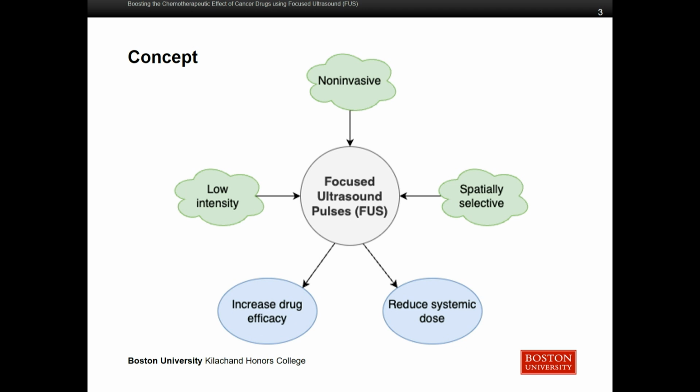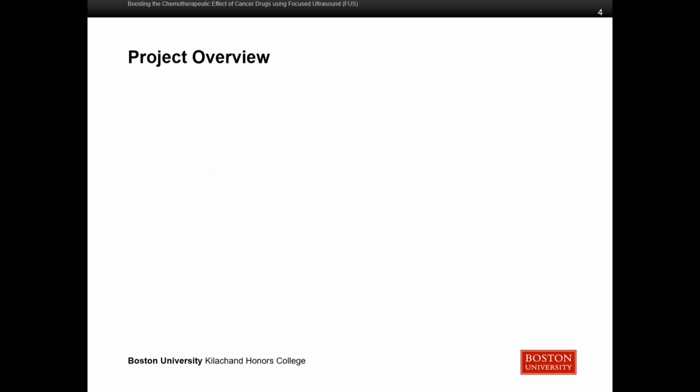And finally, spatial selectivity means that we're only increasing the drug concentration at the site of the tumor rather than increasing it across the entire body, which would obviously result in higher side effects. So the whole point of this method is to achieve increased drug efficacy by unbinding the drug from the blood plasma proteins at the site of the tumor, and to reduce the necessary systemic dose of the drug that's needed to provide the same level of treatment.